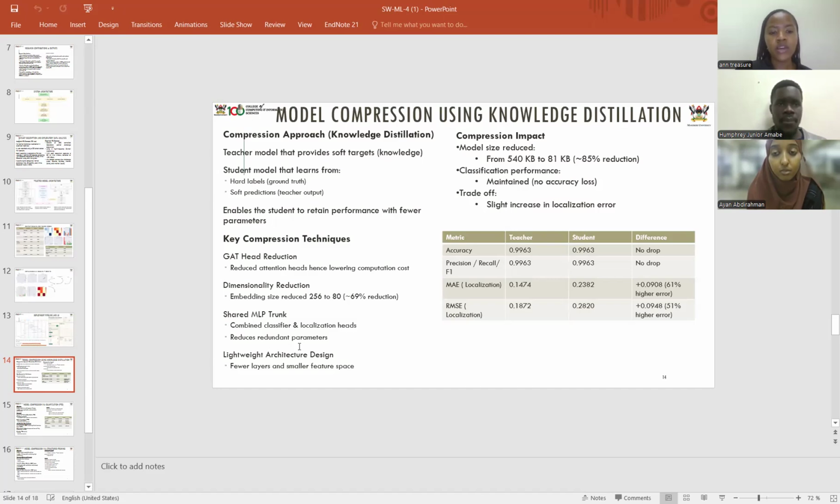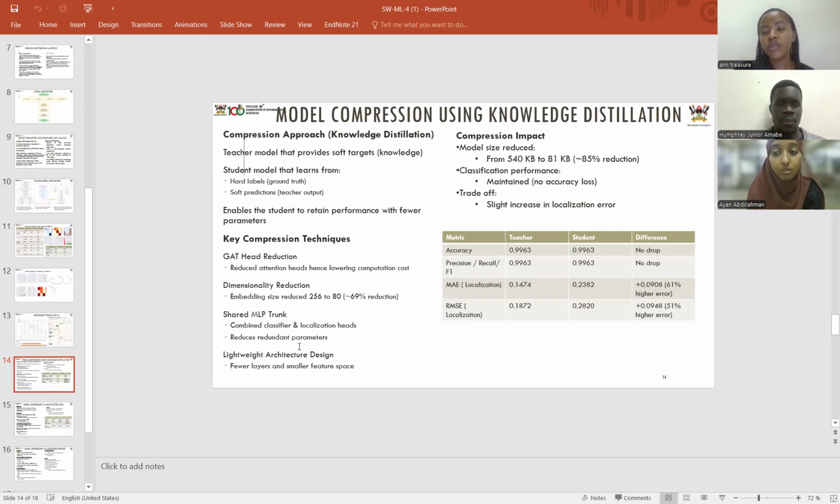So we also implemented a shared trunk. So we combined both the classifier and the localization heads, and which reduced the redundant parameters. We used a lightweight architecture designed with fewer layers and a smaller feature space.